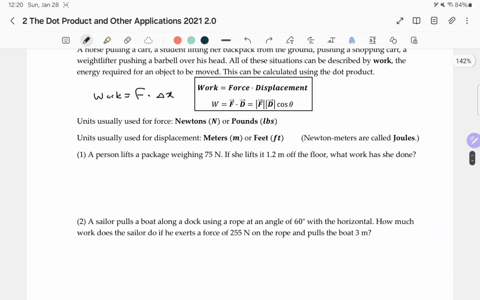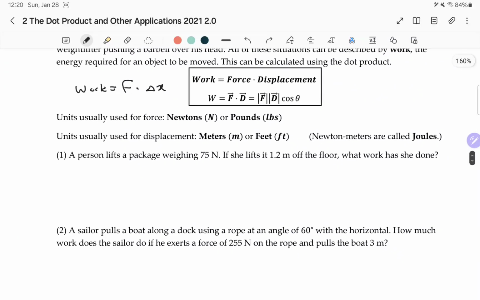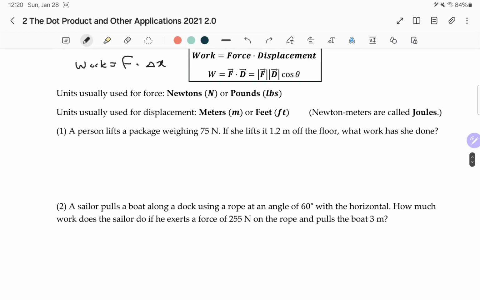Usually force is used in newtons, the quote unquote most basic unit for force. Pounds are imperial units, so that's usually not used. Displacement is in meters, and then feet, which is also imperial units. But I would probably think it's better to use metric in this case. And an important note, if you want to take physics in the future, joules are what is used to measure energy and work.